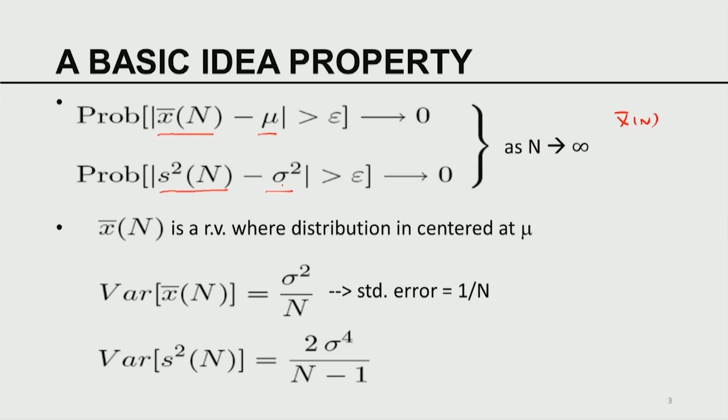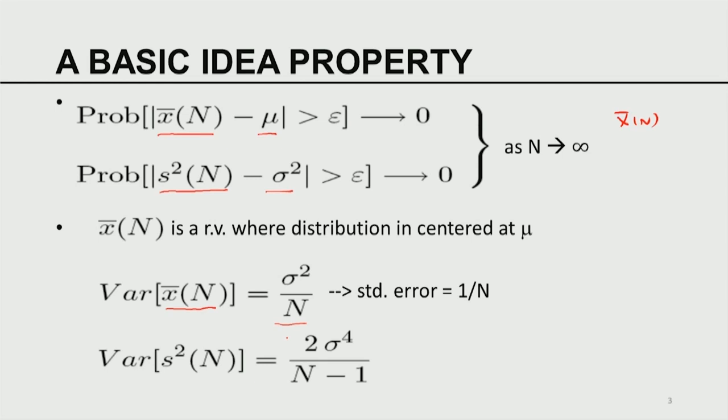What is another way of saying this? The variance of the sample mean, so the sample mean is random, therefore its variance is sigma squared over n. Sigma squared over n is the variance of the sample mean, and that goes to 0 as n goes to infinity. That is one of the statements that is captured in the first line.